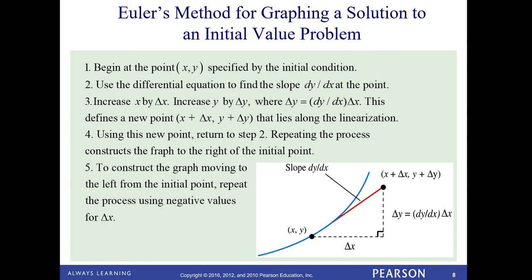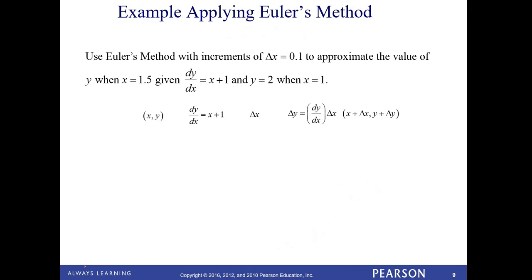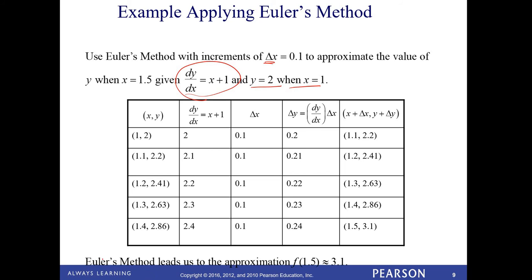Copy this down, and then let's do it a step at a time, and I think it will make more sense. So pause and copy. Okay, use Euler's method with increments of delta x equals 0.1 to approximate the value of y when x equals 1.5, given this function and this initial condition. So we're going to set up a table. We're going to start with the initial condition of (1, 2).